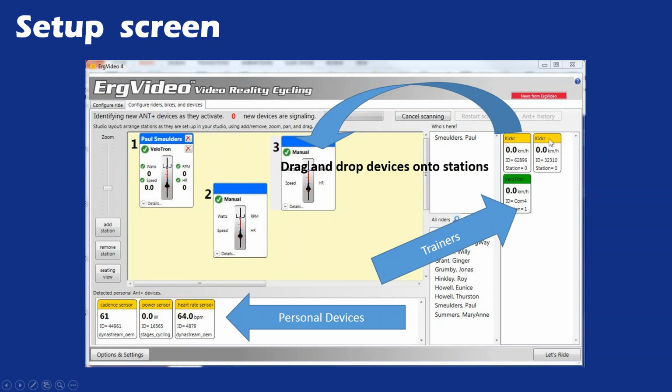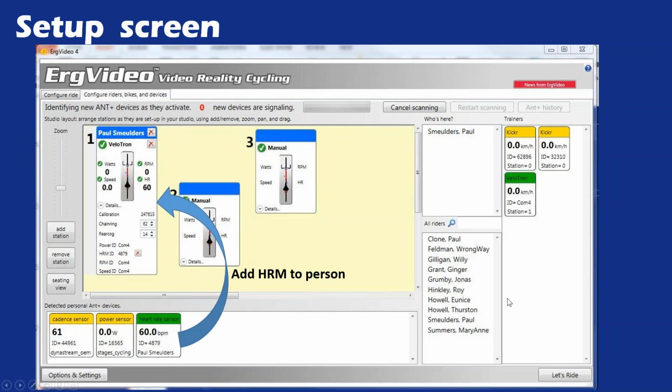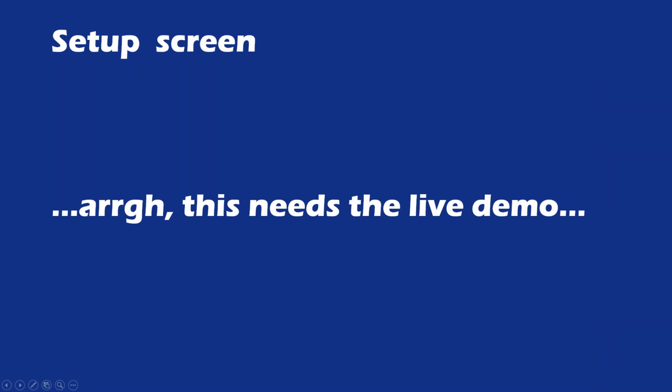I would drag and drop the kicker to this kicker. I would ask the person, spin the wheel, which one is it? I would see which one has speed and drag it to that position. I know that this fails on PowerPoint. Here I'm just showing, when I have someone sitting in the Velotron and I say, is that your heart rate sensor? Yes, it is. And I drag and drop it to the station and it gets assigned to Paul. So this, I think, is where I gave up. And I just need to do a live demo.